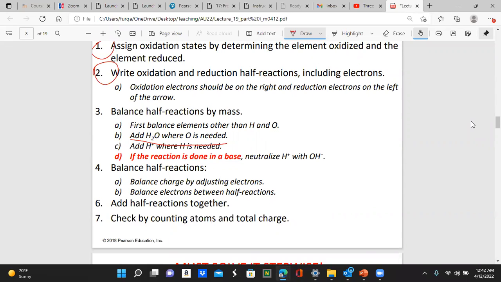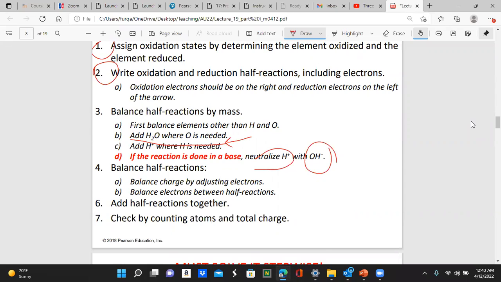If the reaction is done in acid, then you're good at this step. But if the reaction is done in base, you have to go one step further, where you neutralize the hydrogens added in step C by adding hydroxides. I mean, you're adding a base. You cannot just directly add hydroxide ion. You're going to add sodium hydroxide or any kind of base that can give you the hydroxides.